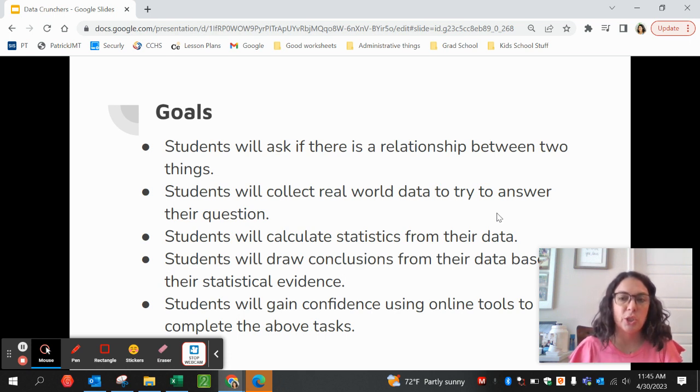Is there a relationship between height and shoe size? Is there a relationship between the number of calories you eat and your weight? Is there a relationship between the number of hours you sleep and your grades in your classes? Students then had to collect their data and calculate statistical measures from their data. Then they had to draw conclusions from their data based on their statistical evidence. And then they also were being asked to gain confidence using online tools to complete the above tasks.